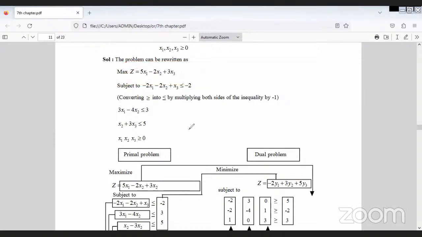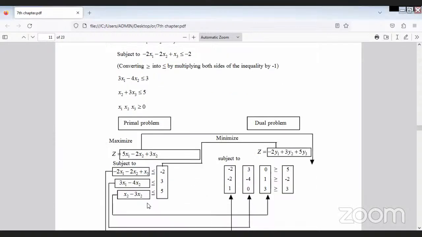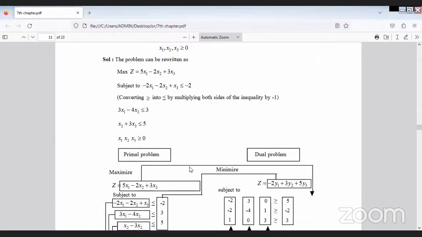What are the given values here? The right-hand side values are minus 2, 3, 5. See here, all of you. The first one is x2, then x3, then x1. We are writing the less than or equal to values here. Then immediately we are writing minus 2y1 plus 3y2 plus 5y3.